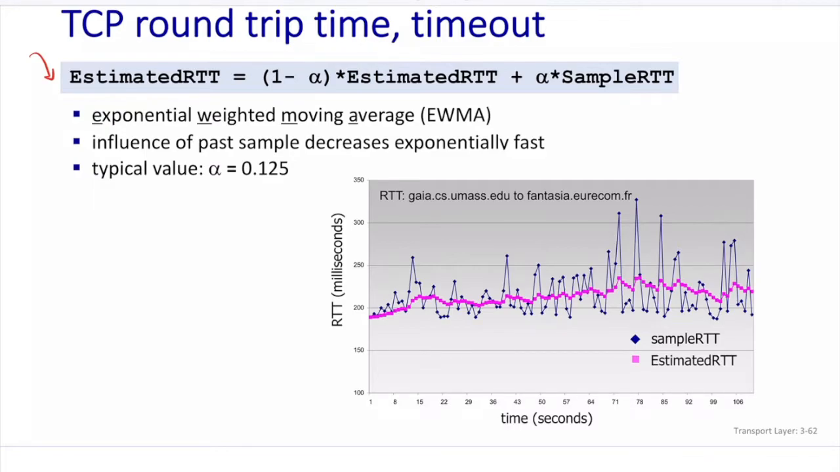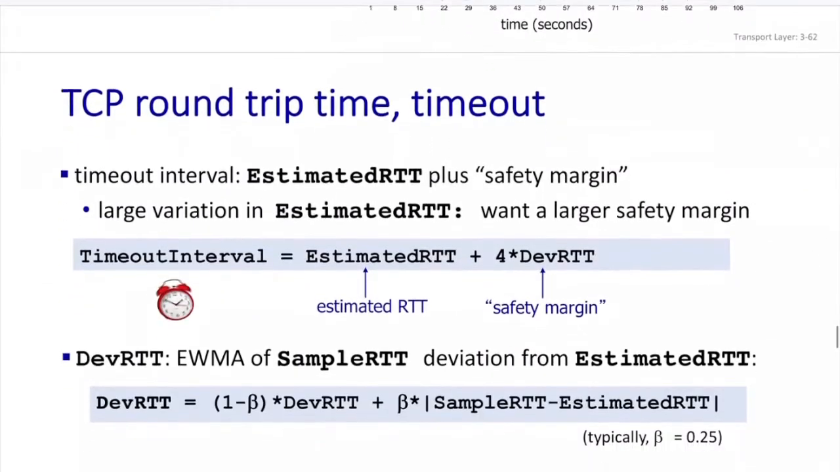And because it is some kind of average, basically half of the sample RTTs are below the estimated RTT, and the other half are larger than the estimated RTT. So it is just an estimation of the current RTT, and it varies as we know. So we should have a longer timer, which is larger than the sample RTT and the estimated RTT.